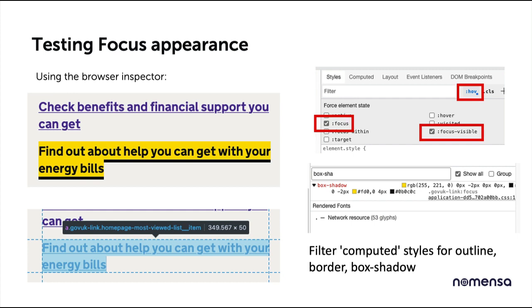And then in the computed styles tab, we're looking for things like box shadow, outline, border, or sometimes background. So depending on how the focus indicator appears, it's likely to be one of those. In this WCAG example we're looking at, that's based on box shadow, but often you just search for outline and you'll find what you need.